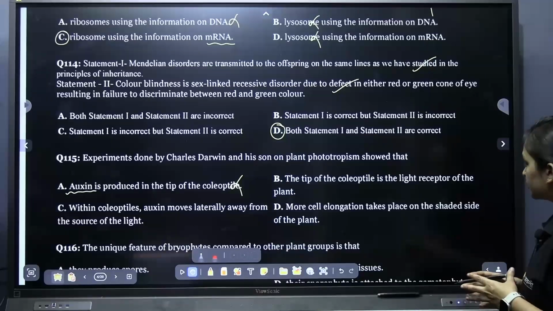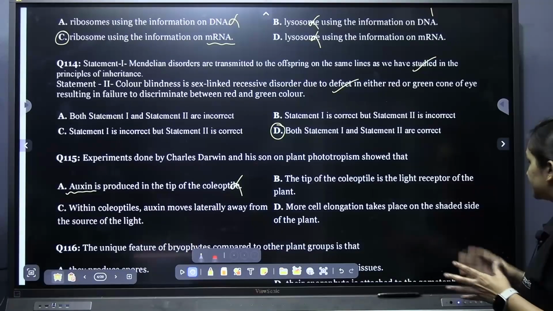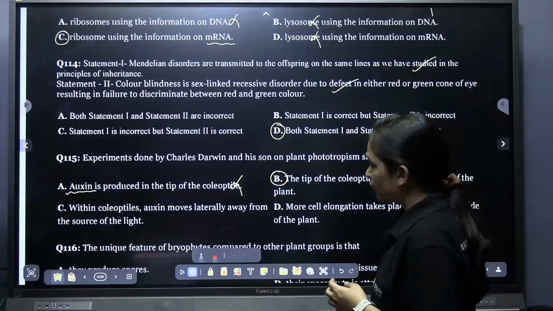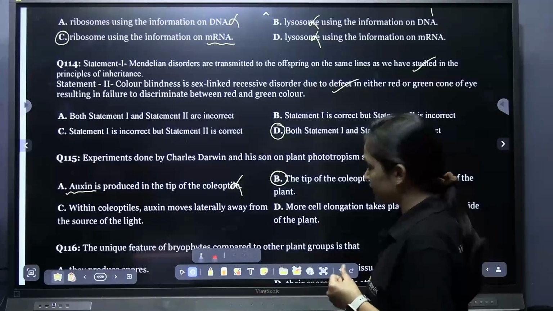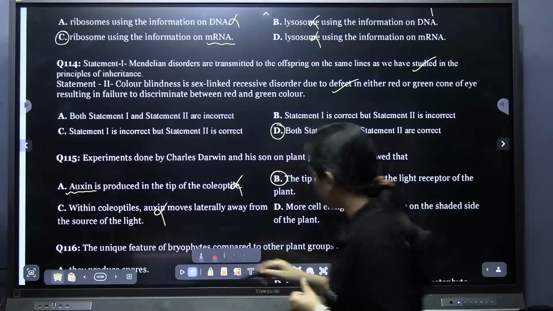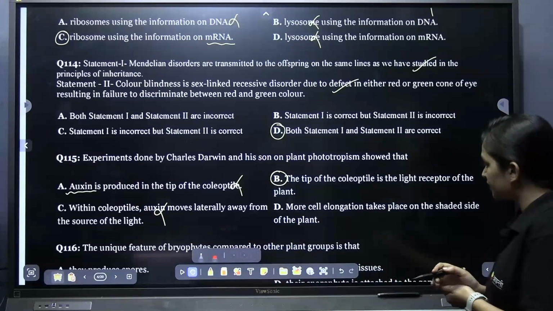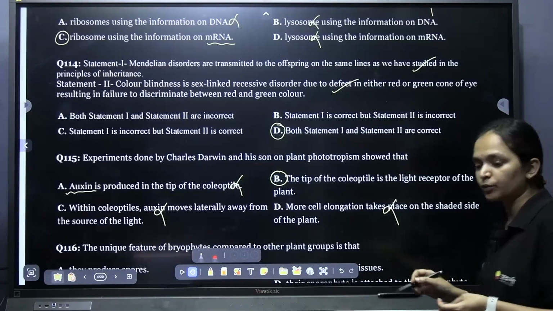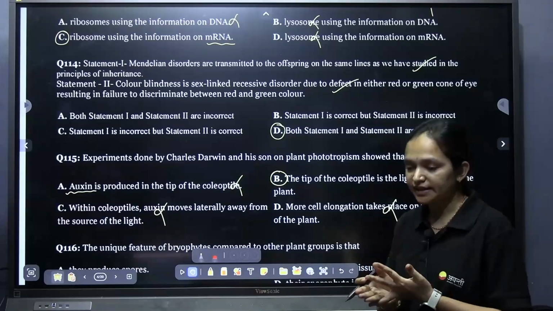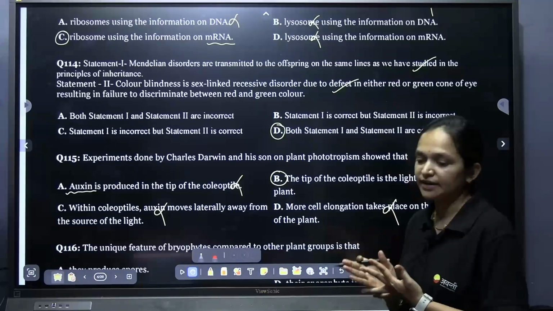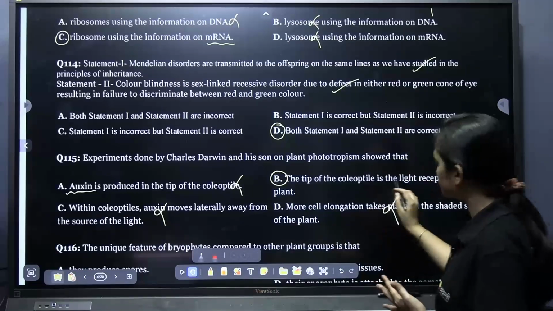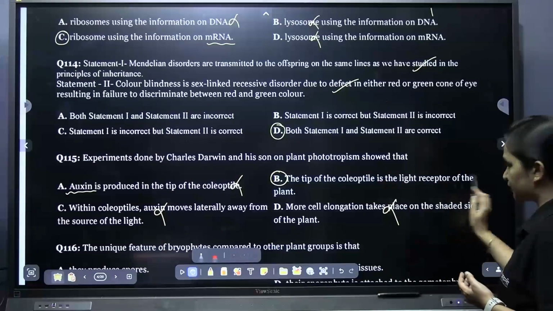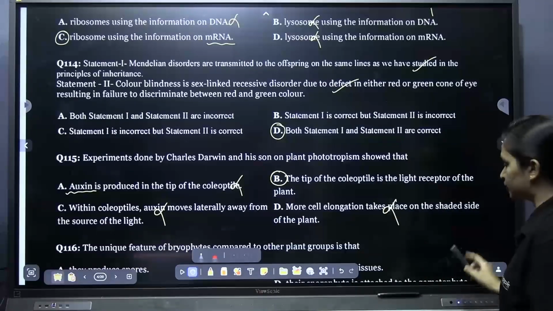The tip of the coleoptile is the light receptor of the plant. Yes, this is correct. Within coleoptiles, auxin moves laterally. No, they didn't say anything about it. More cell elongation takes place in the shade. This is also correct, but they didn't know what it was and how exactly it is doing its job in the plant. The only thing they could say was the tip of the coleoptile is the light receptor of the plant. Only this much they could say.